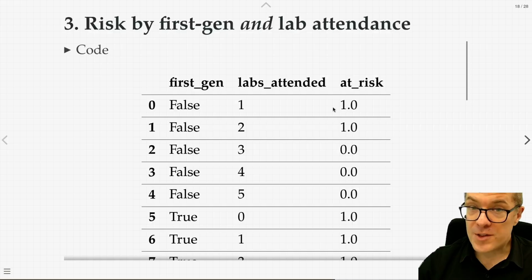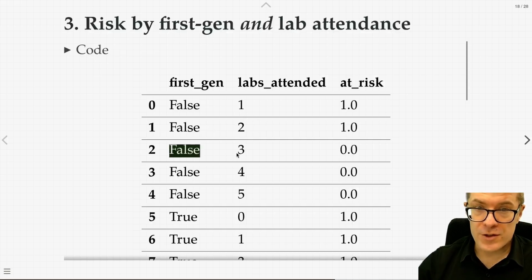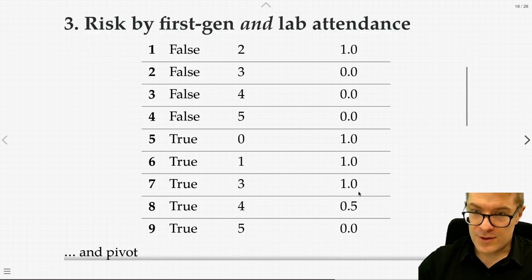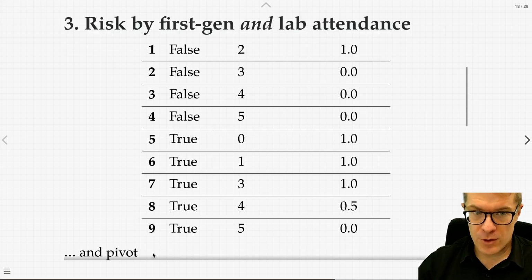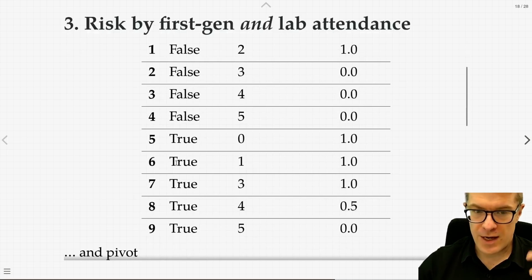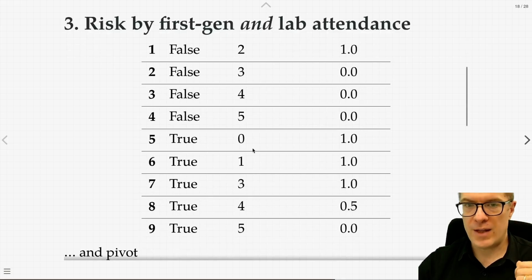So 100% of all of the non-first generation students who only attended one lab are at risk. All of the non-first generation students who attended two labs are at risk. None of the non-first generation students who attended 3, 4, and 5 labs are at risk, and so on. We see a similar kind of story for the first generation students. So rows 5 through 9 here are all of the students for whom first generation status is true. And now I have all the possible numbers of labs attended.